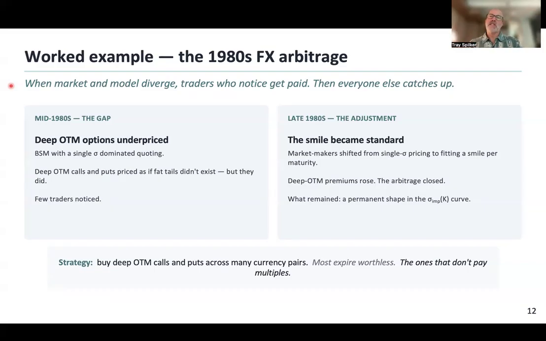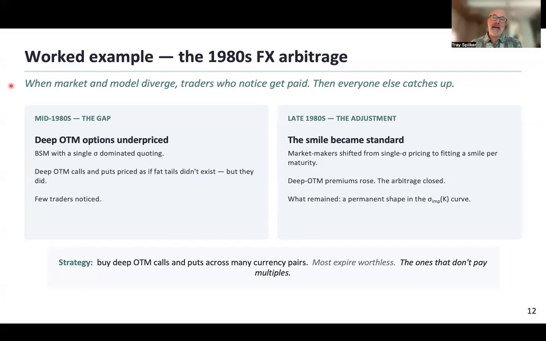So a small set of traders ran a simple strategy, right? So you would buy deep out of the money options across any given currency pair. And most of these would expire worthless, which was fine because it didn't cost that much. But the ones that didn't paid off many, many multiples of the premium paid to buy those options. So it was often enough to deliver a positive expected return.